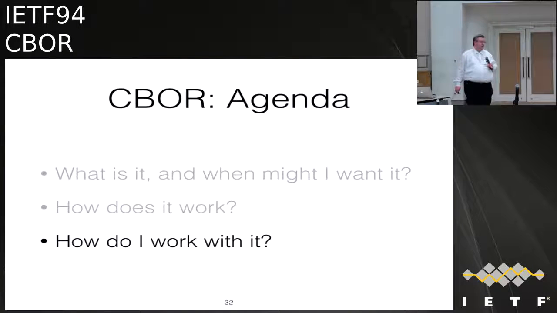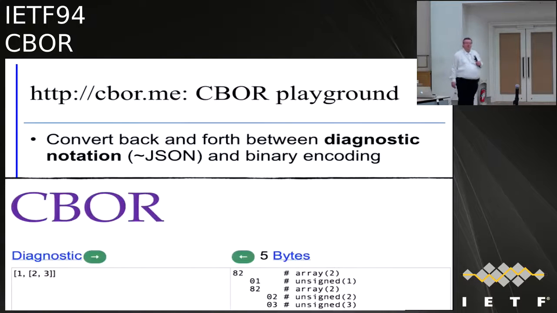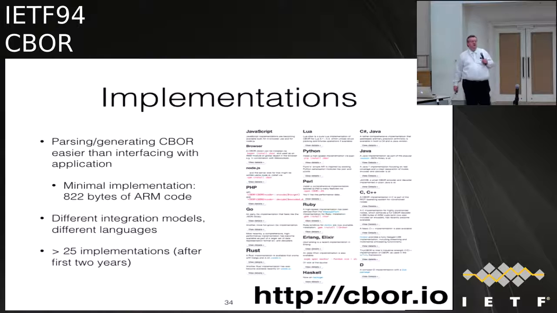So how do you work with it? First of all, if you just want to play around with it, there is a CBOR playground called cbor.me. And this essentially is two fields where you can either put in something that looks like JSON or put in bytes and press these conversion arrows, and it will convert between one or the other representation. So this is for playing around. Now, the thing here looks like JSON, but it's not limited to JSON. We have defined a diagnostic notation for CBOR. So we have a common way of talking about CBOR values in text form. So we can represent binary strings and tags and so on in this diagnostic notation form, defined in section 6 of the RFC.